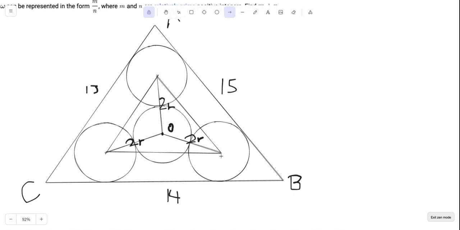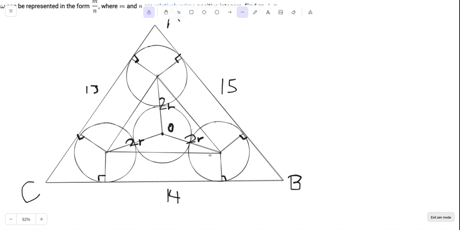Next, let's use the fact that each of these circles are tangent to the triangle. So if I drew let's say this, and since they're tangent, it forms a right angle. It's perpendicular to the radius. Okay. So what can we do with these?